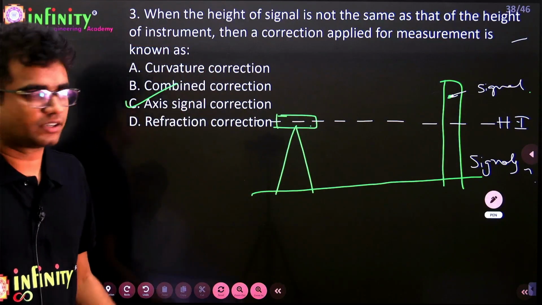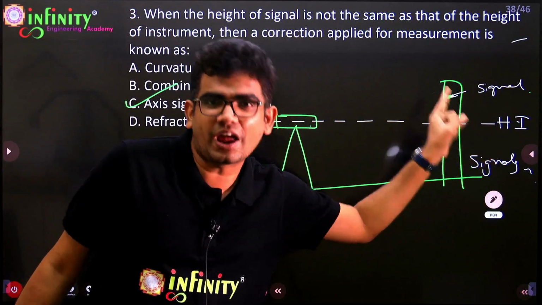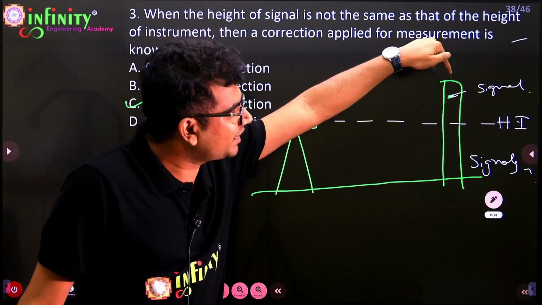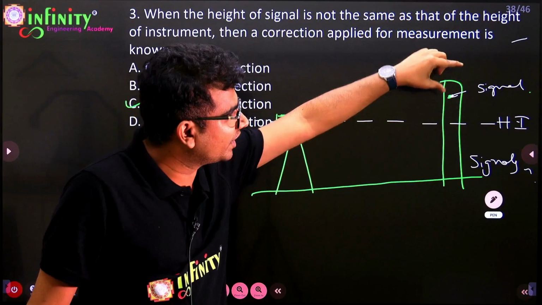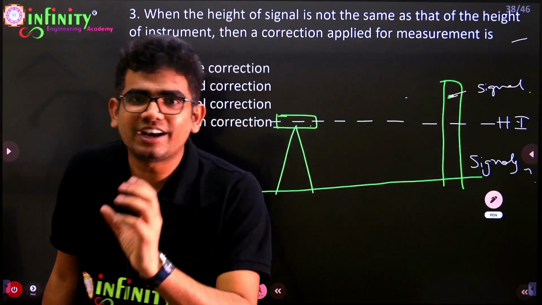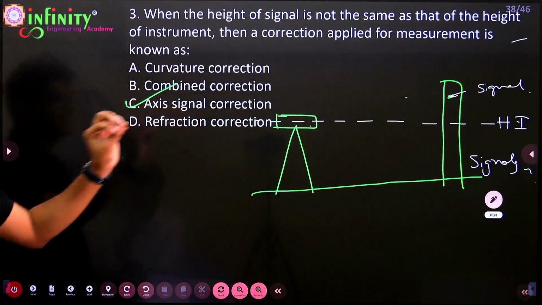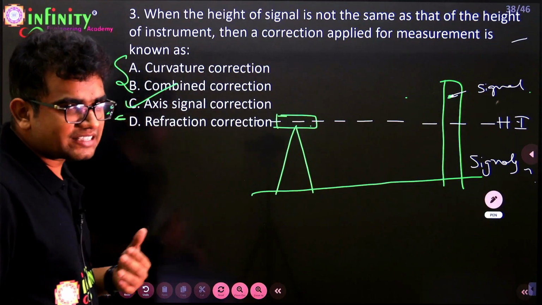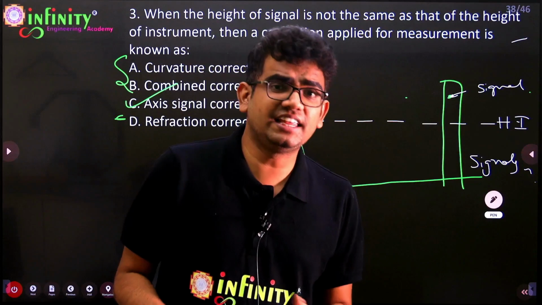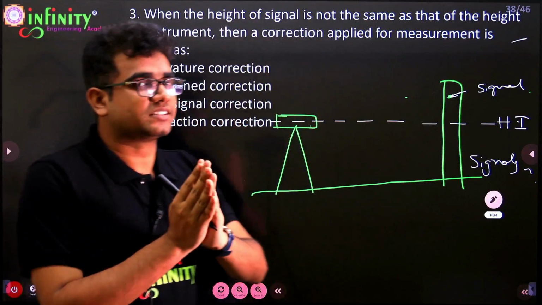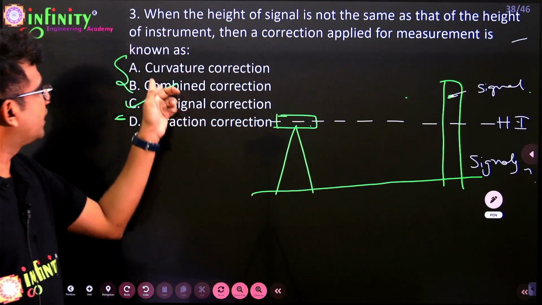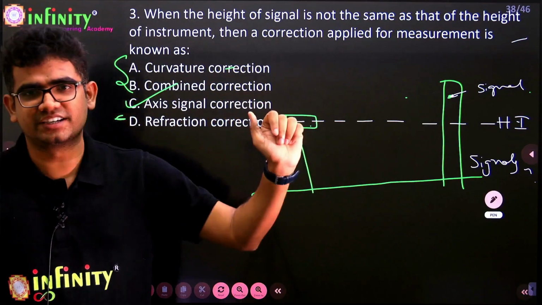Axis signal correction. Actually this is the reading you have to take, but as the signal is at this point, you are taking the reading at this point. So this correction is called axis signal correction. And the remaining three types of correction we get in case of leveling, which are three important corrections. Combined correction is the summation of curvature correction and refraction correction.